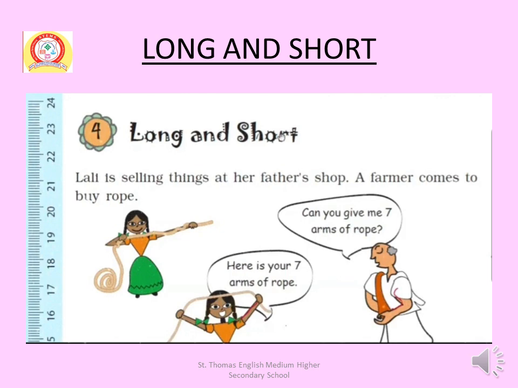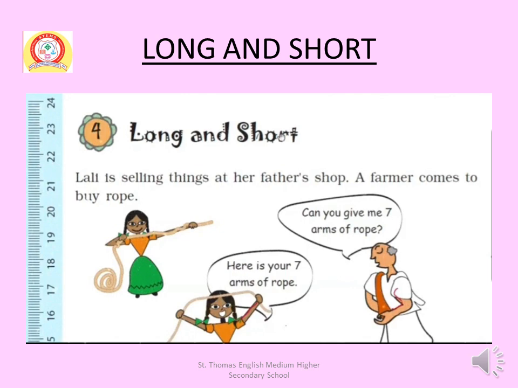Long and short. Here is a story of Lali. Lali is selling things at her father's shop. A farmer comes to buy rope. The farmer asks Lali, "Can you give me 7 arms of rope?" Lali gives him 7 arms of rope.